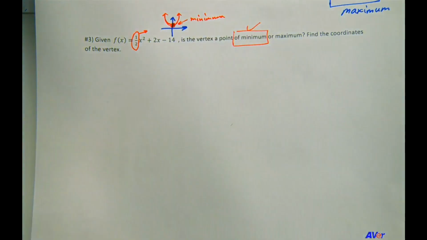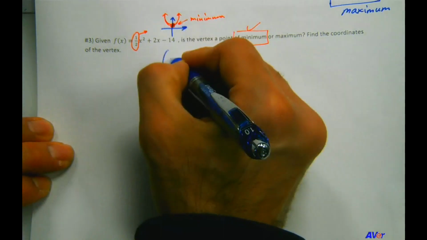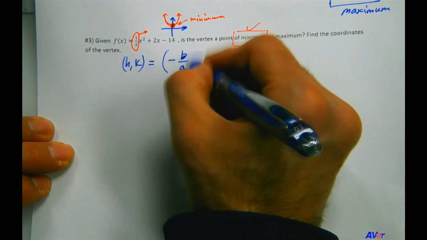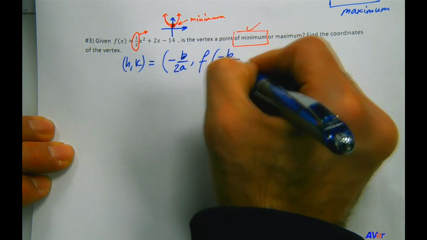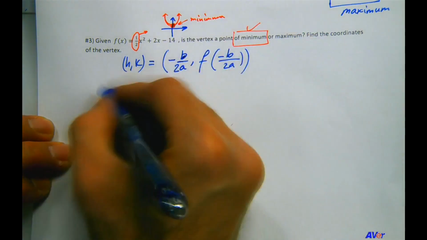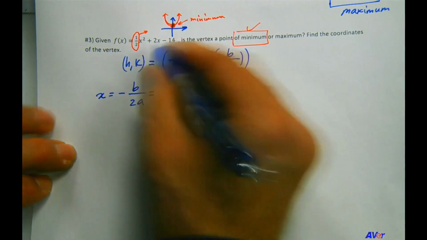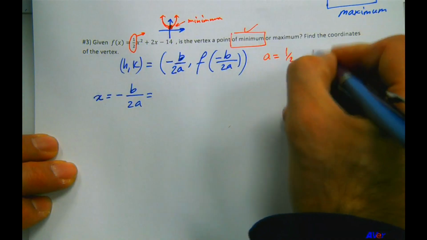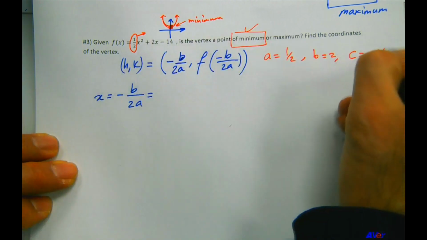Okay? So, then they say find the coordinates of the vertex. Well, just like before, we're going to use this formula. H comma k, remember the formula for that, minus b over 2a, comma, the function at minus b over 2a. Okay, so we're going to find that. X is equal to minus b over 2a, which is, in this case, let's write this down. A is equal to 1/2. B is equal to 2. C is equal to negative 14, right?